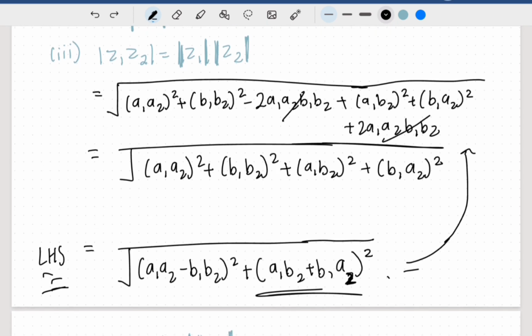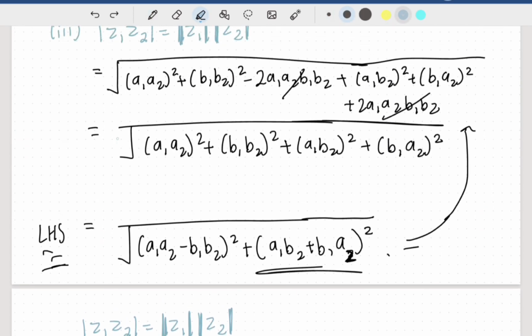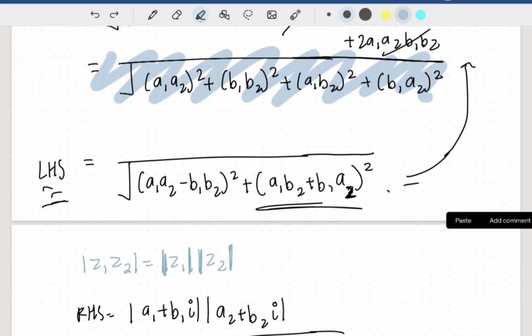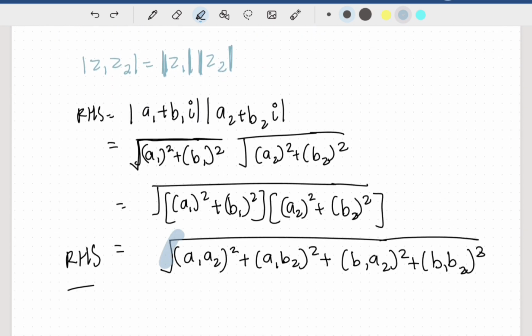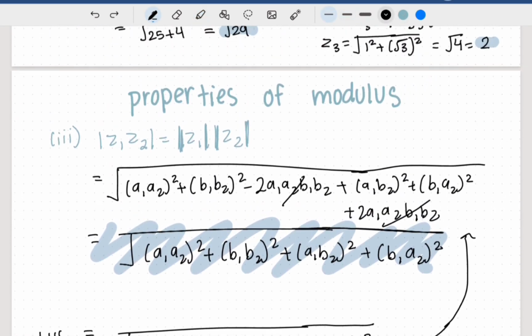So there we go. And now we see that the left-hand side, let me highlight this, the left-hand side over here, is actually equal to the right-hand side. So therefore, this property is true for all complex numbers.